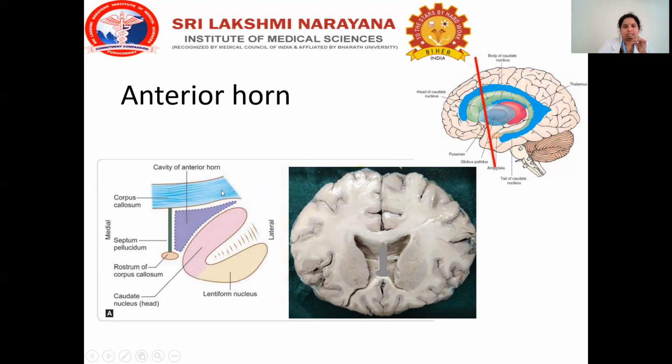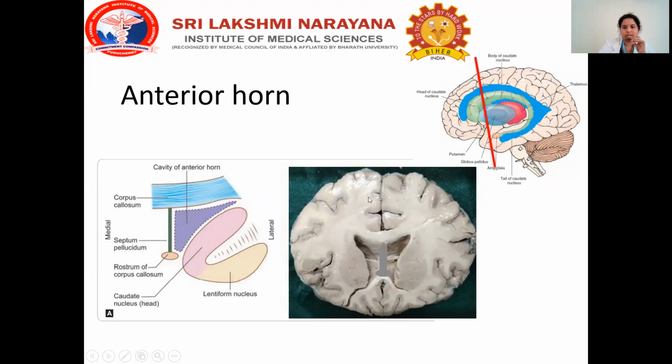So in this schematic, you can see the anterior horn of the lateral ventricle. The roof is formed by the corpus callosum. Its floor is formed by the rostrum of the corpus callosum. The medial wall, bridging the body and rostrum of the corpus callosum, is formed by the septum pellucidum. And the lateral wall is formed by the head of the caudate nucleus. The third and lateral ventricle cavity is lined by ependymal lining.